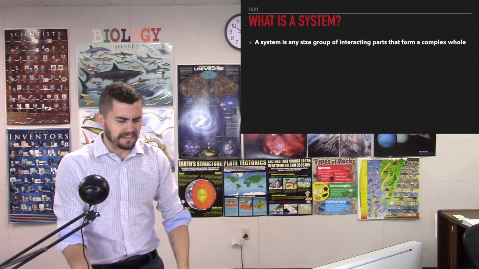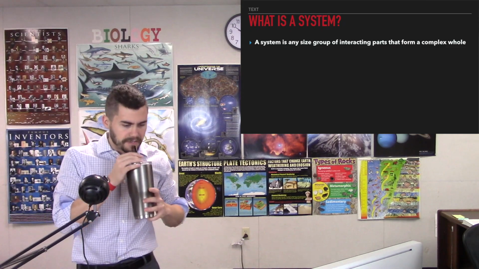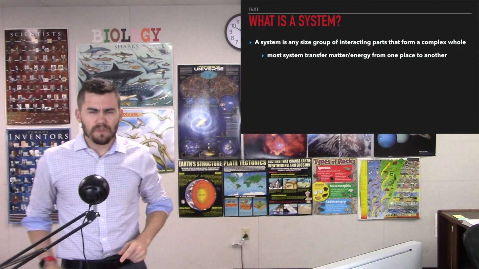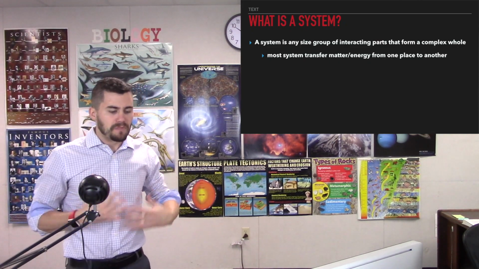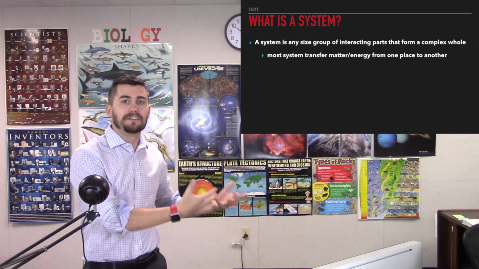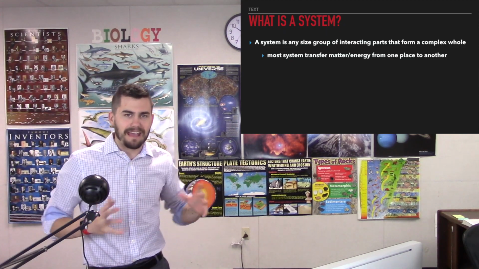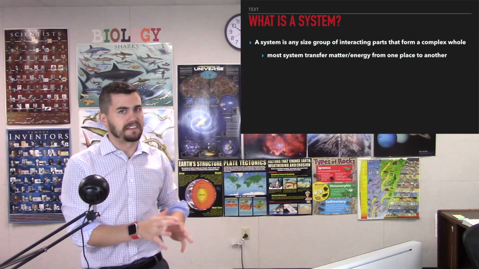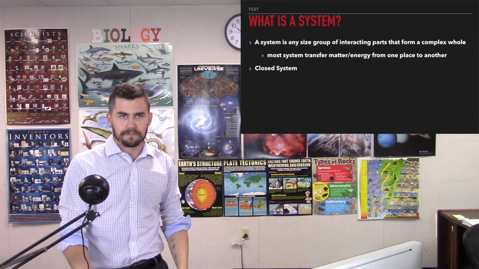So let's define a system. A system is any size group of interacting parts that form a complex whole. So what a system really does is it's a mechanism of parts, or however you want to put it, but it transfers matter and energy from one place to another. And basically everything is some sort of system. Nothing just sits and exists on its own and doesn't do anything or is not changed by other things.